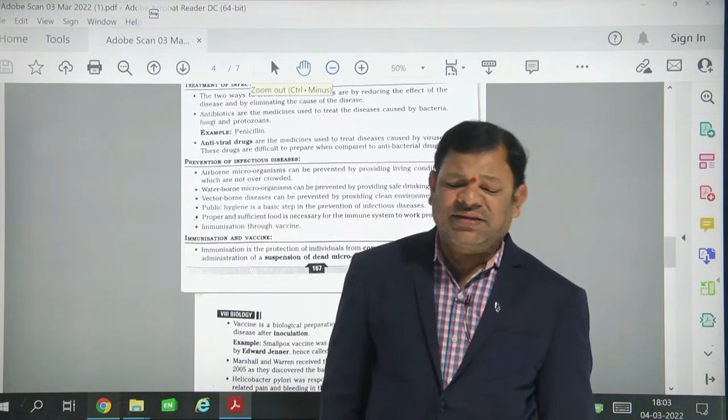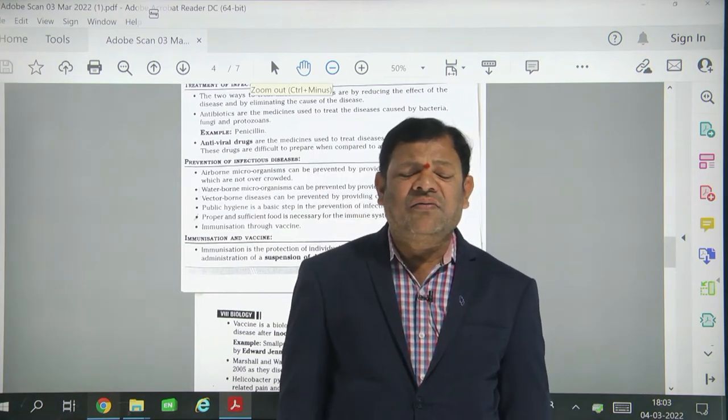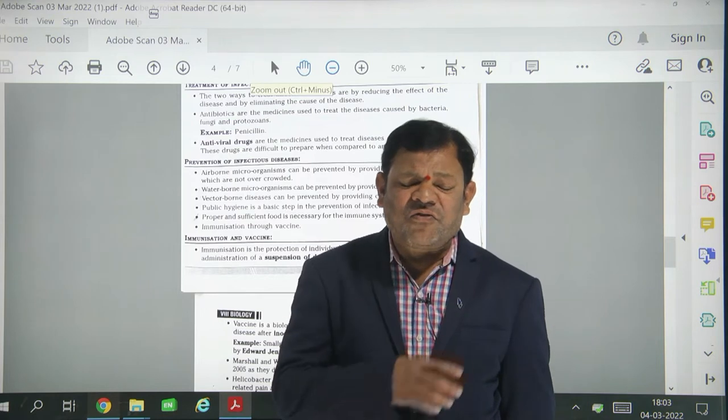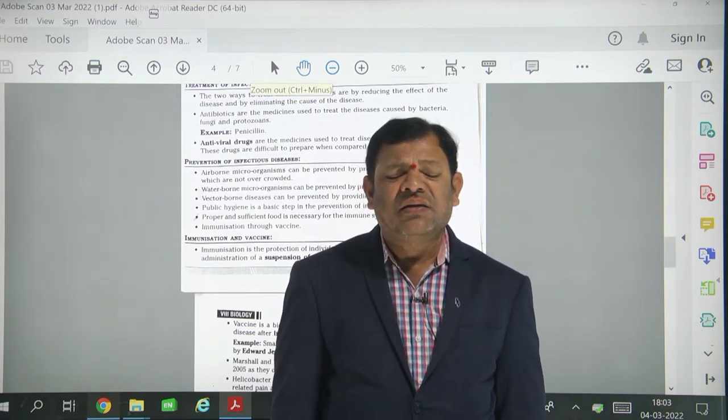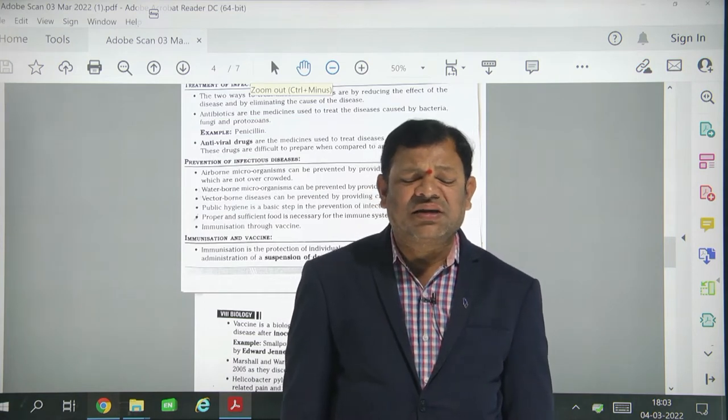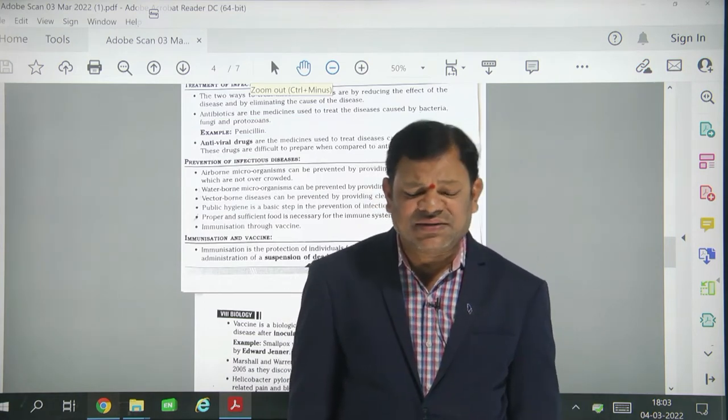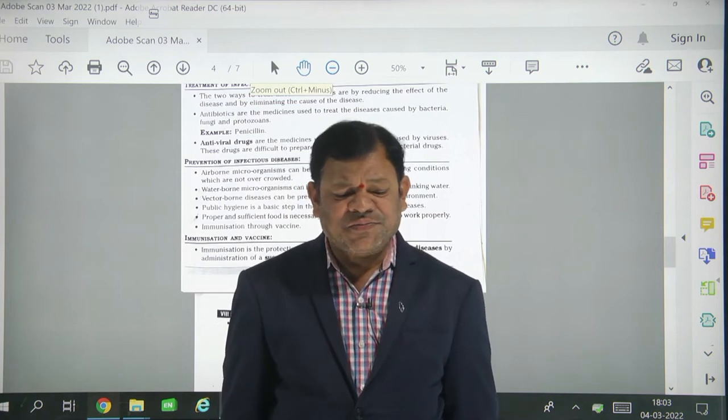So actually in our blood, white blood cells, when some foreign materials enter our body, they can increase their number. At that time, if you take the vaccine, we are free from the diseases. Yes or no?